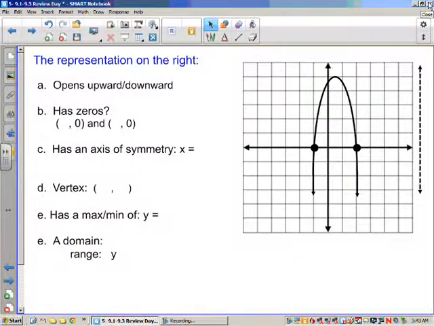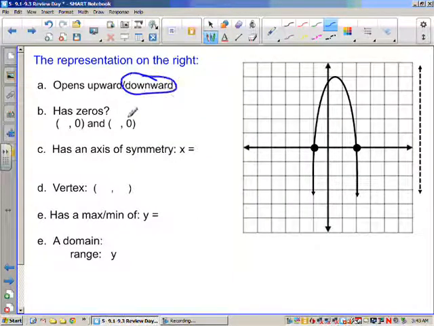This is what a parabola would look like. The representation on the right is a graph. It's not an equation, words, or a table. And so we want to know, and it's fairly obvious, whether or not this thing opens up or down. It opens downward. It has zeros on the x-axis here of negative 1 and positive 2.